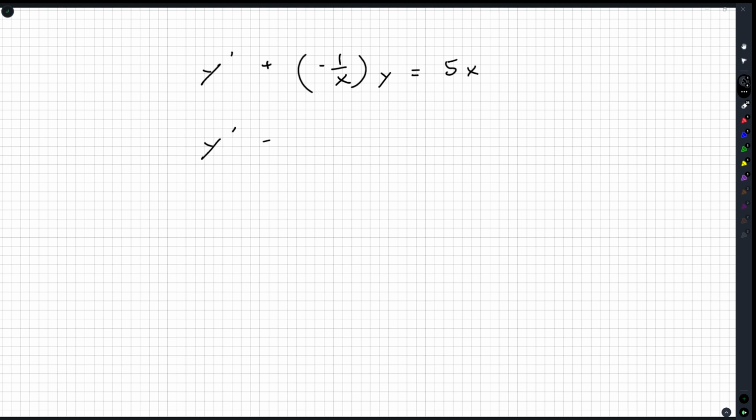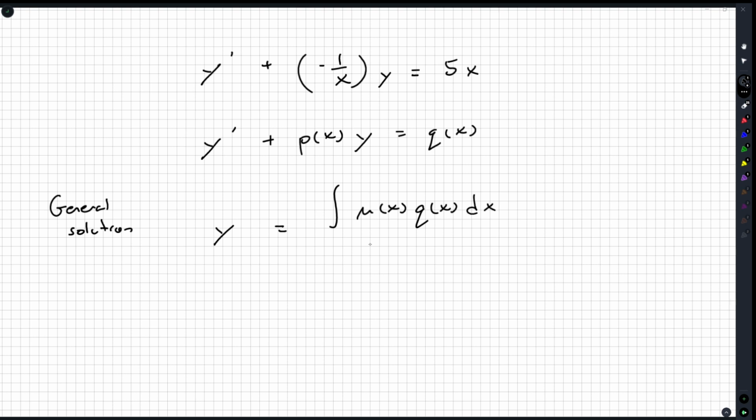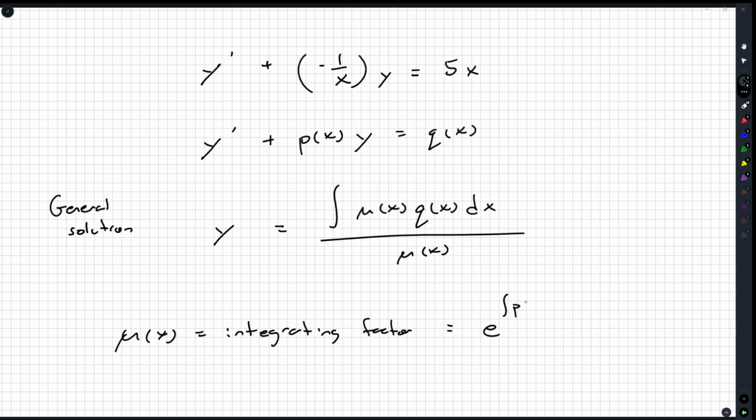If you're trying to solve a linear DE, and you've got it looking like it should, the general solution can be pretty quickly found as the integral of mu of x times q of x, all divided by mu of x. So once you're done integrating, you divide by mu of x. And what's this mu of x here? This is our integrating factor. Specifically, it looks like e to some antiderivative of this p of x, which is why the plus sign is so important. Cannot overstate that.